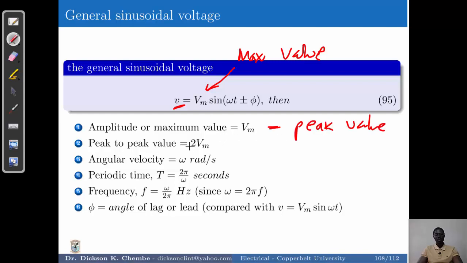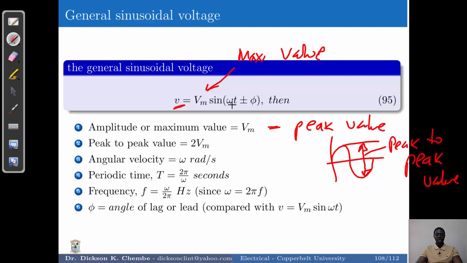And if we double the peak value, then we get what we call the peak-to-peak value. If you remember, the peak-to-peak value is coming from peak to peak: peak on the positive side and peak on the negative side. Omega here is the angular velocity.